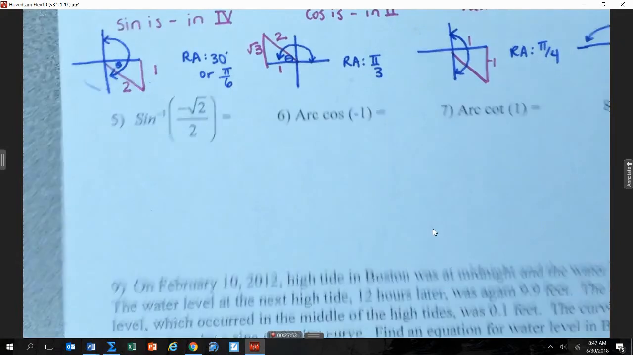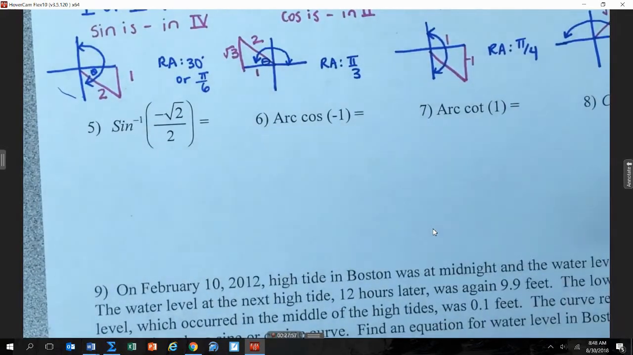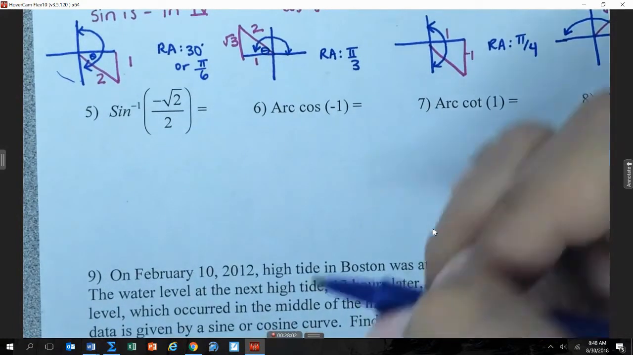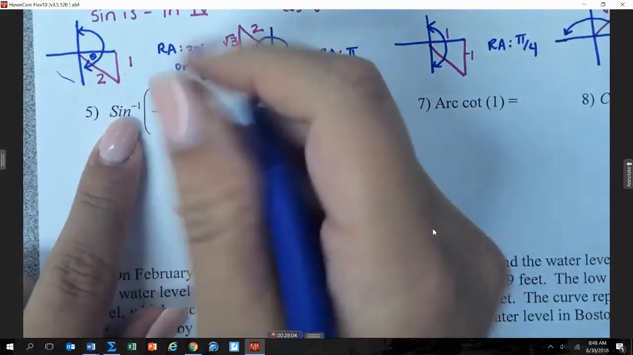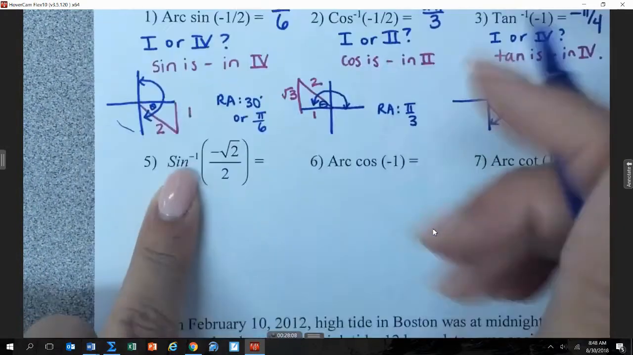All right. Anybody run into any problems? There's a couple of difficult things about these two examples, 5 and 6. Okay, so I wanted you to start by saying arc sine or sine inverse is either going to have an answer in quadrant 1 or 4, right?